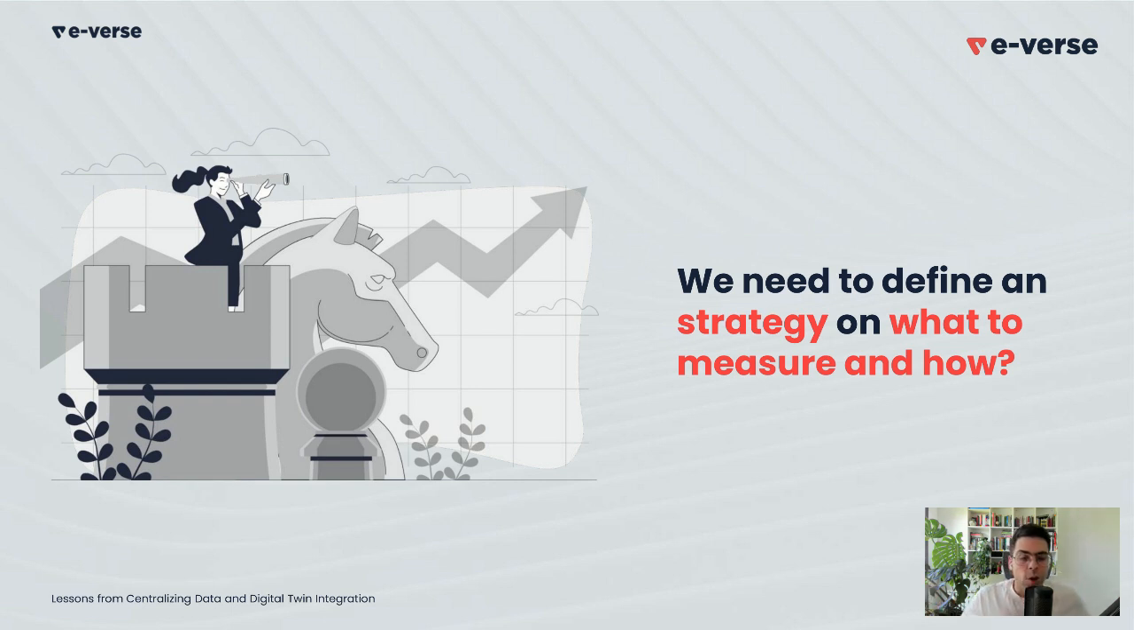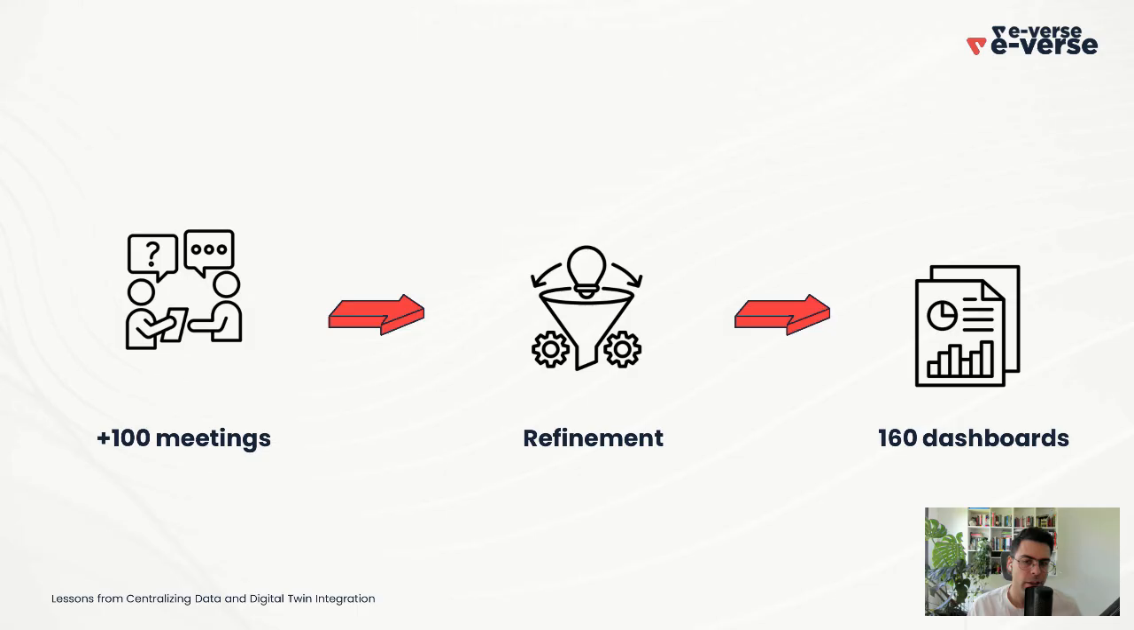But the problem to basically create those kind of reports that look really good is that you need to define a strategy on what to measure and how to measure it. And that's also really tough because you can have the data, but doing that is tough. So we held more than 100 meetings with different stakeholders in the company. And yes, we repeated many meetings with many stakeholders. And we refined that, and we ended up with 160 dashboards for the whole company.